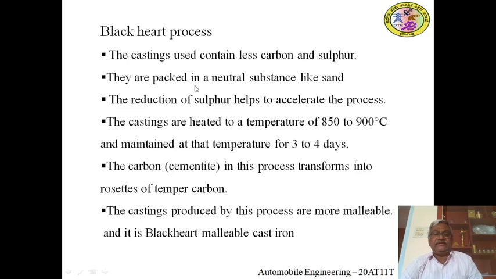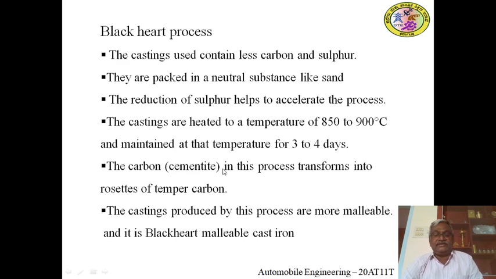So the white cast iron castings are taken in sand packings, and this white cast iron casting is heated up to 850 to 900 degrees centigrade and maintained at that temperature for 3 to 4 days.